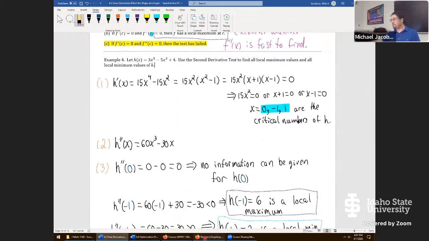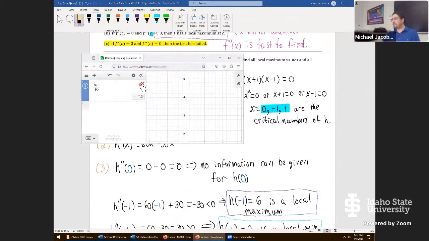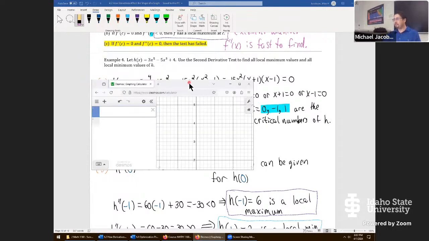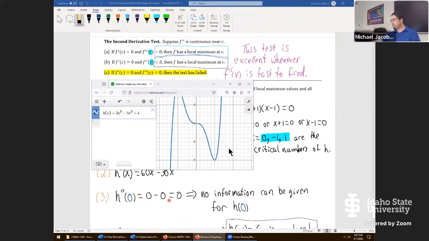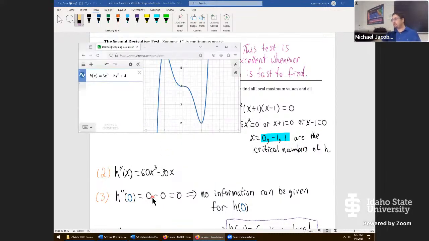It was this function right here. Let's put it in one more time just to emphasize this issue here. h of x was 3x^5 minus 5x cubed plus 4. And we said right at 0, we did have a critical number to that function. But it turns out right at 0, that was neither a minimum nor a maximum.